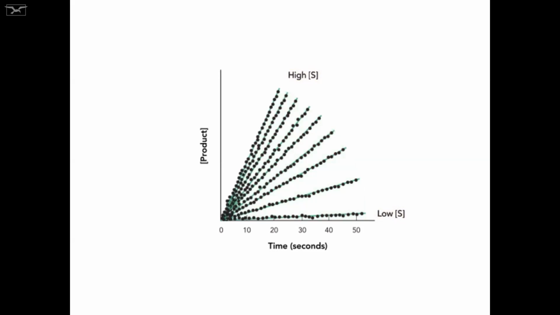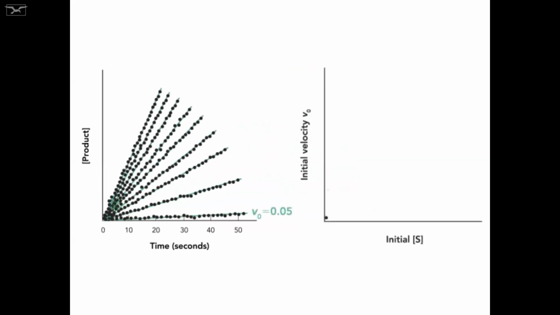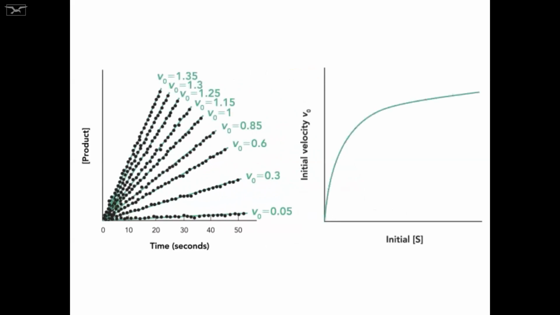Second, although initial velocities increase, the increase is not as great at higher substrate concentrations as at lower ones, because at high concentration, we are beginning to saturate the binding sites of the enzymes in solution. For this reason, when we plot initial velocity versus initial substrate concentration, we get a hyperbolic curve that is characteristic of first-order Michaelis-Menten kinetics.